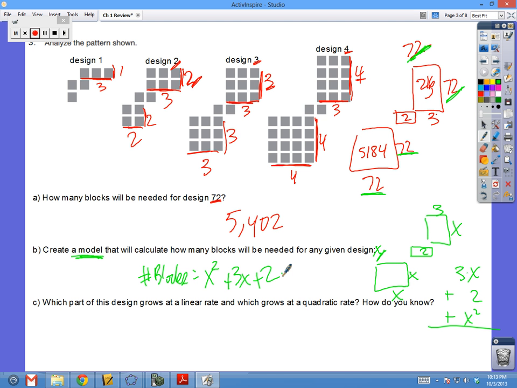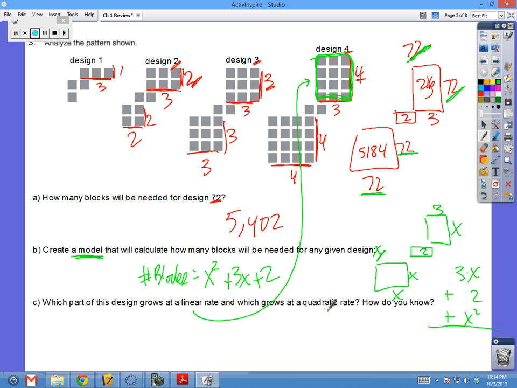Question C. What grows at a linear rate and what grows at a quadratic? Okay, the linear rate is this right here. It is the rectangle, because the base never changes. From picture to picture, the only thing that changes is it gets 1 row taller. So that is the definition of a linear. It is very predictable. Every time you're just adding a row of 3 blocks, plus 3 blocks, plus 3, plus 3, plus 3, plus 3. It's going to get 3 taller, 3 taller, 3 taller.